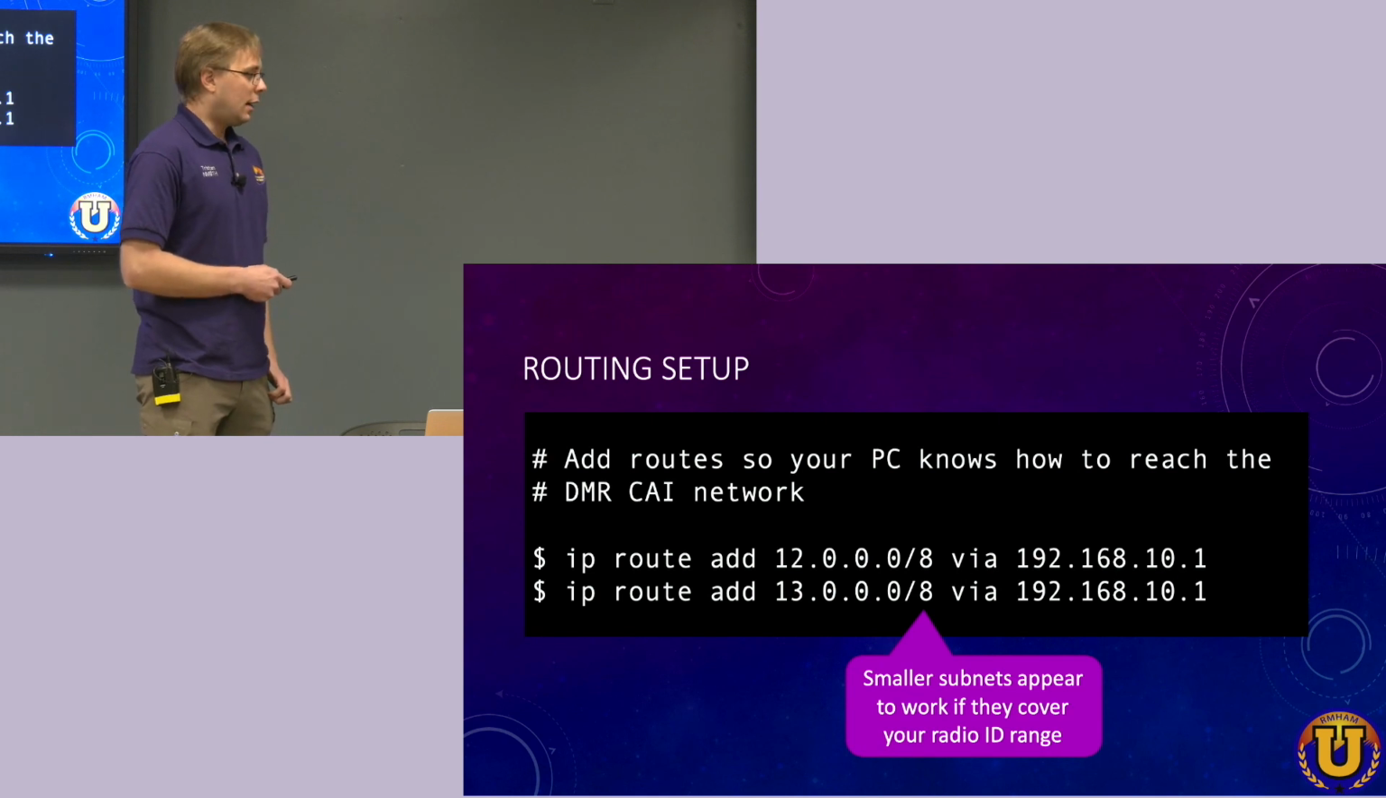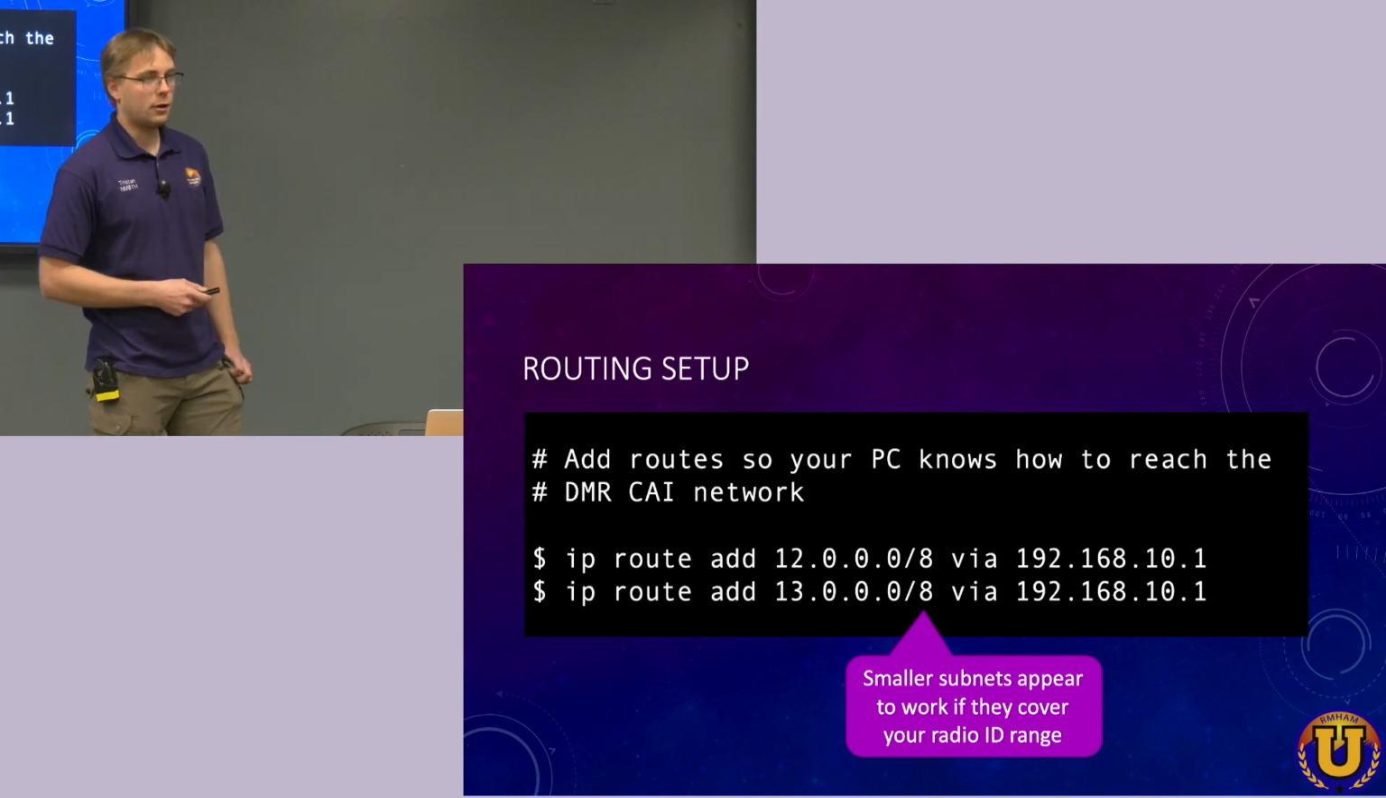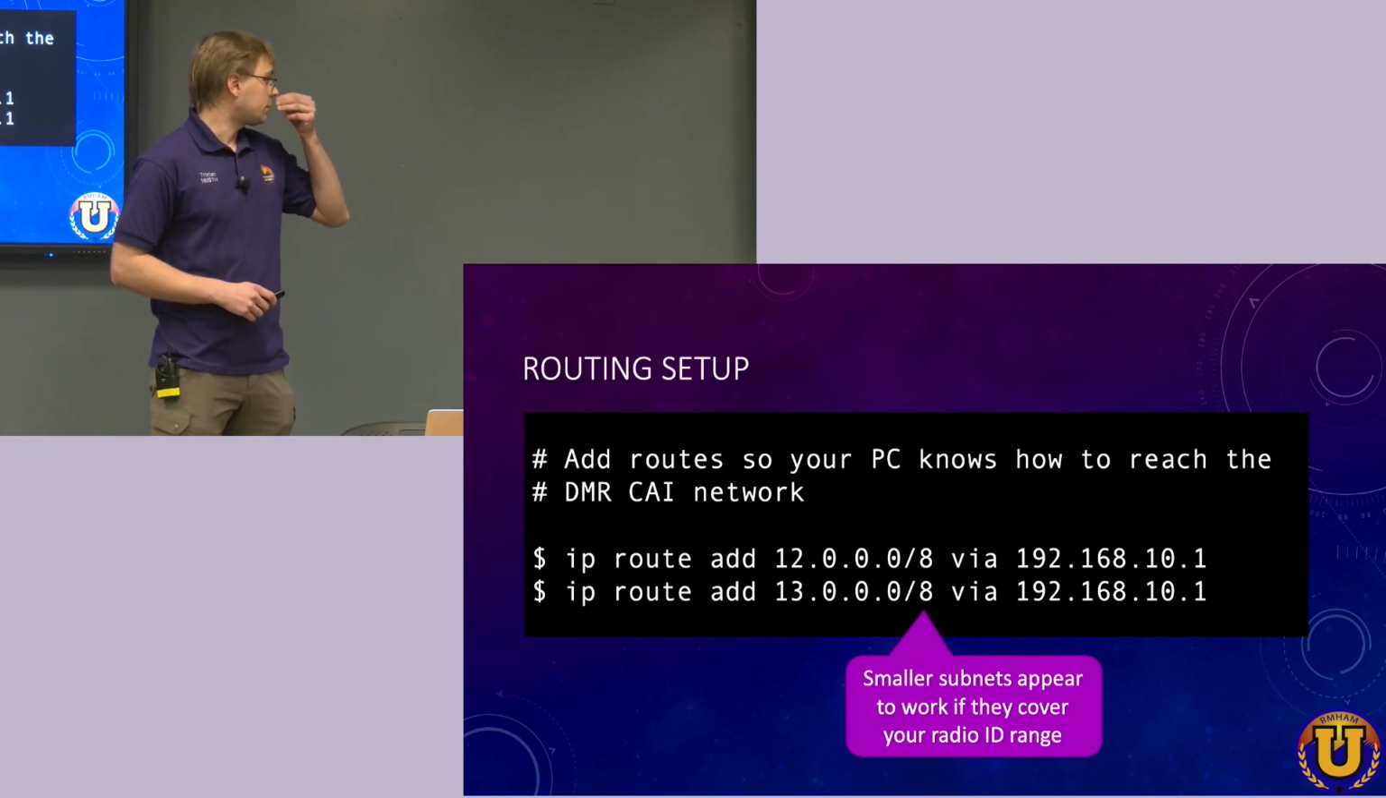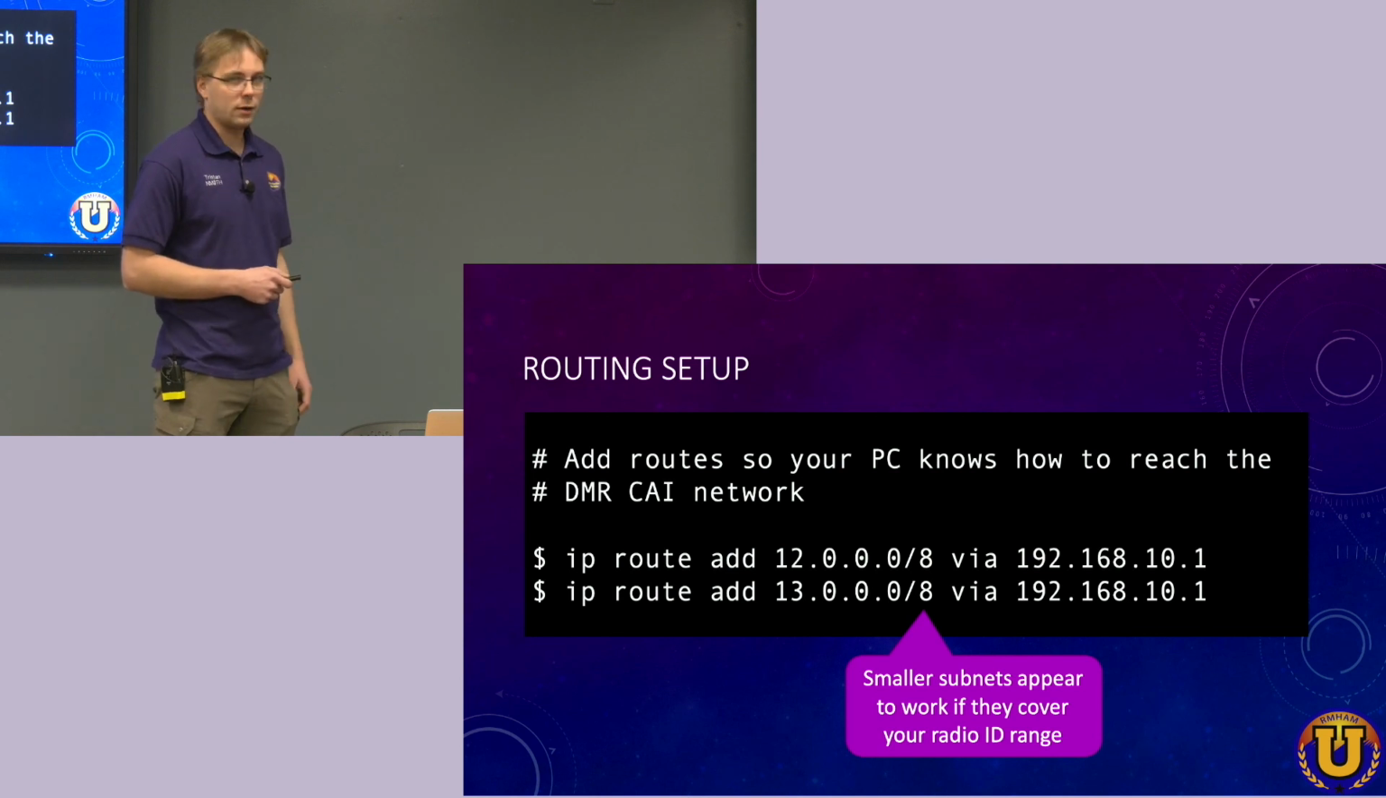I have found that you can use smaller subnets if you have your IDs sort of lumped into a smaller range, but I don't see a great advantage to doing that unless your DMR network is ginormous.